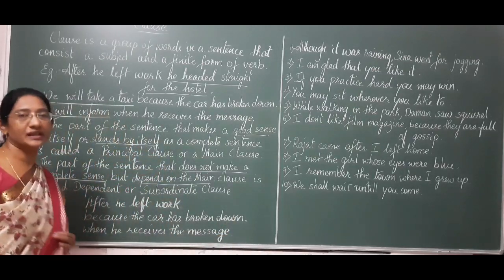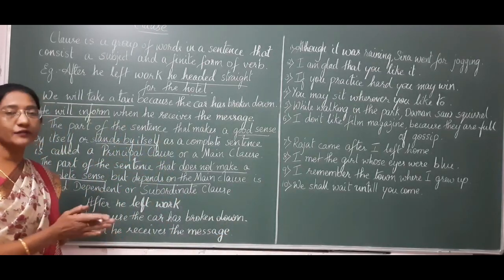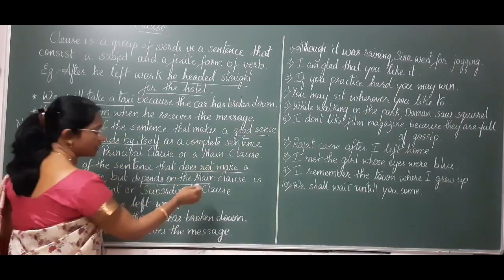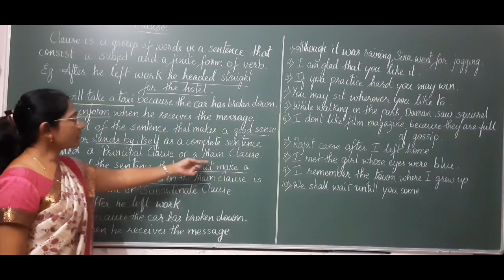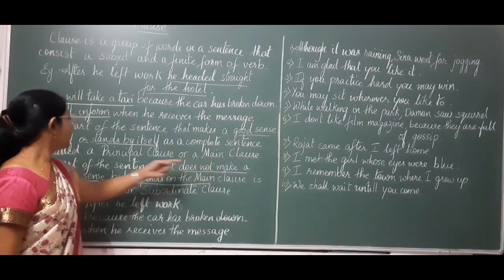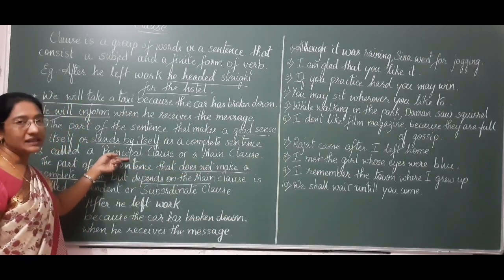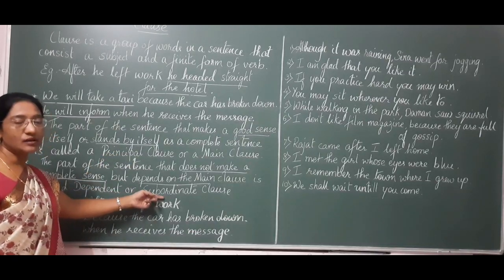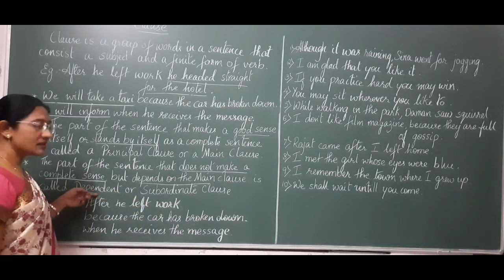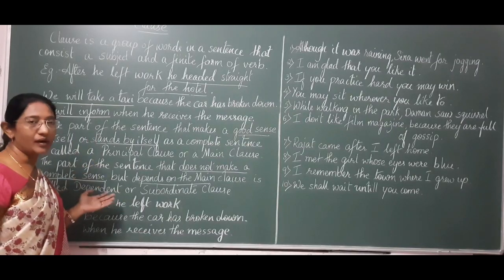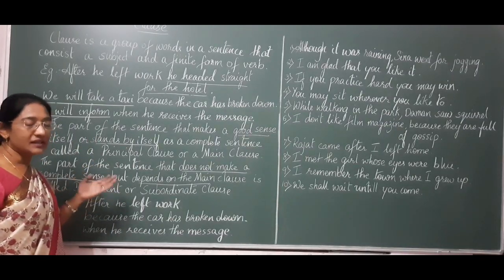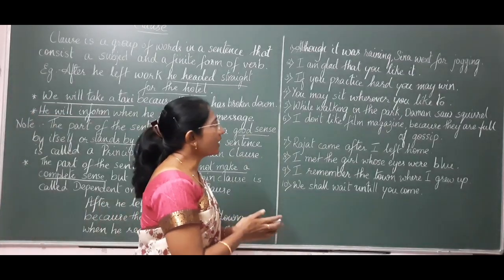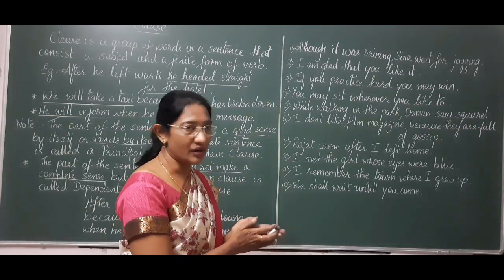So this is how we see the two kinds of clauses. One is the main clause and the other is the subordinate clause. The main clause is also called a principal clause because it stands on its own, whereas a subordinate clause is also called a dependent clause as it depends on the main clause in the same sentence. Let us now identify the main clause and the subordinate clause.